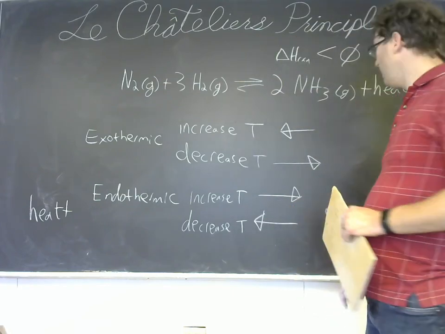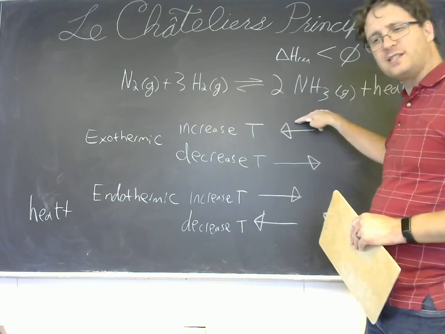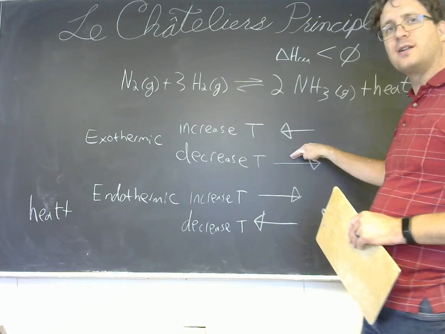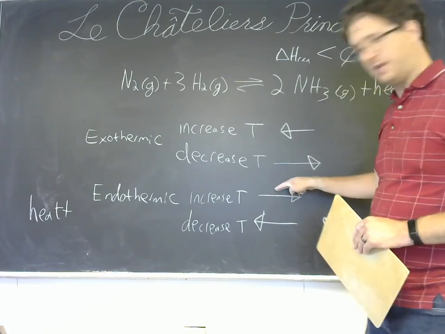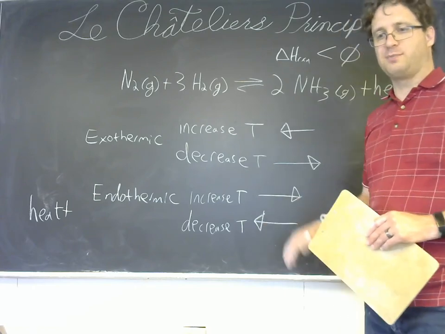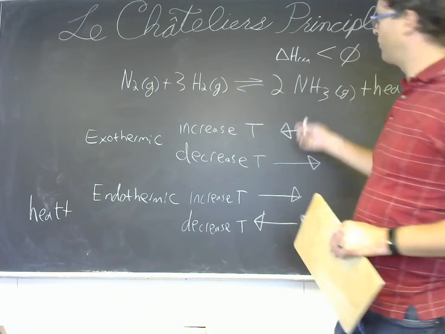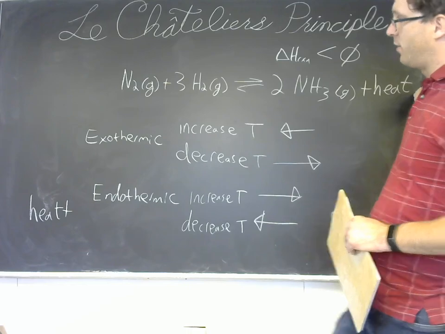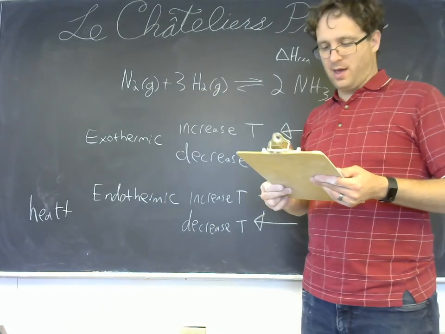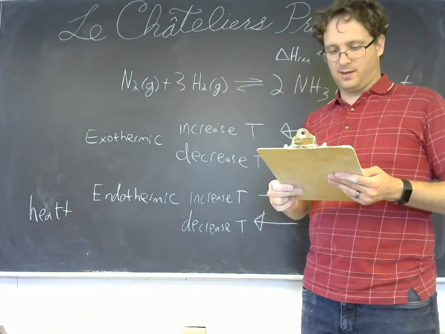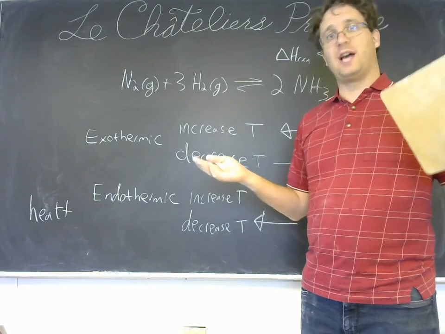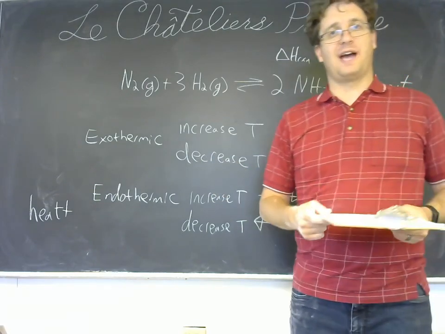And again, what's really happening is that K is dropping in this case, and K is increasing in this case. K is increasing in this case, and K is decreasing in value in this case. But we can just talk about it as if we're adding product for exothermic reactions or reactant for endothermic reactions. Apply Le Chatelier's principle the same as we do for adding and removing other reactants and products.